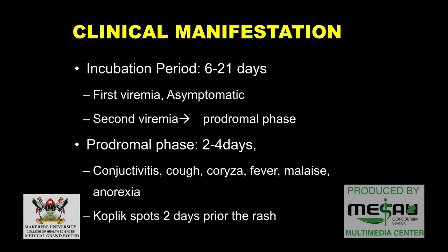The prodromal phase lasts about 2 to 4 days, and is characterized by conjunctivitis, cough, coryza, fever, malaise, and anorexia. Significantly, during the prodromal phase, the patient might have Koplik spots. Most of the time when patients present to us, they already have the measles rash, and by the time the rash appears, these Koplik spots are not seen. Usually you can find them at the buccal cavity, opposite the molar tooth. They are grayish, whitish papules.